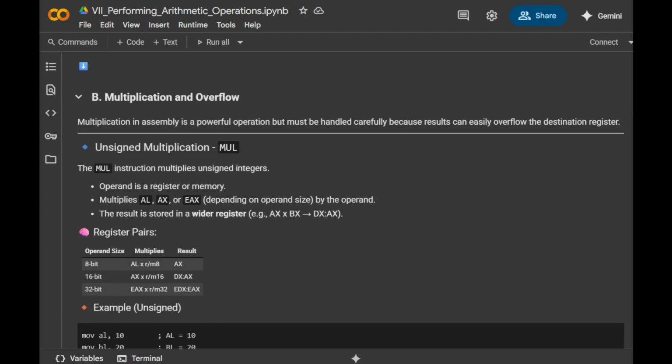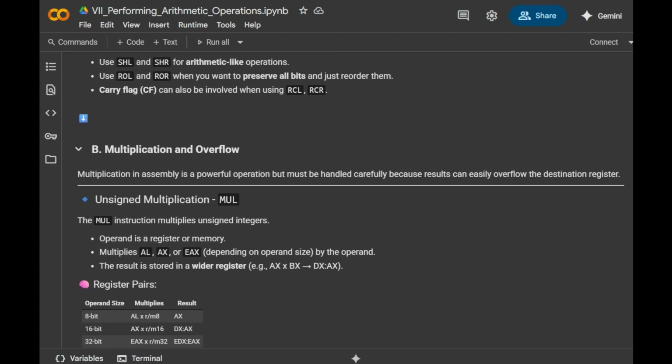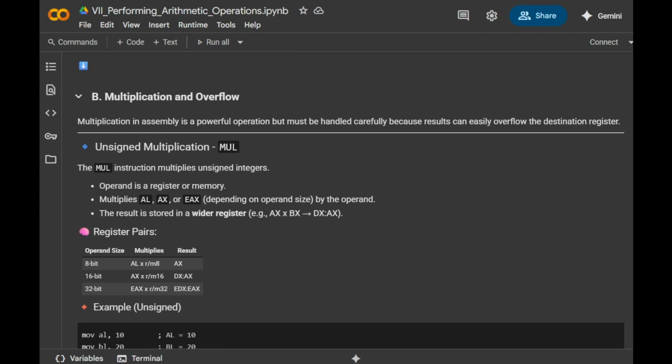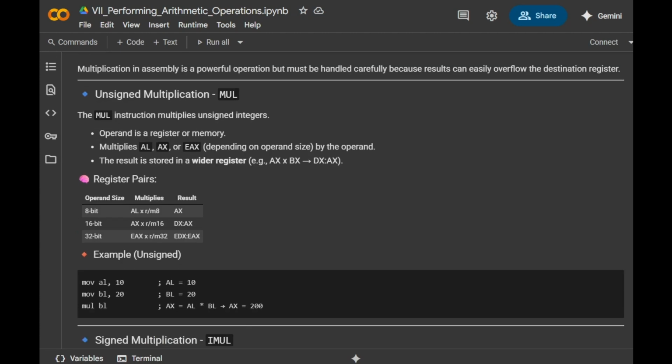Next, let's discuss multiplication and overflow. The MUL instruction is used for multiplying unsigned integers. The instruction takes one operand, which is a register or a memory location. This operand is multiplied by the value in the AL, AX, or EAX register, depending on the operand's size. The result is stored in a wider register pair to accommodate a potentially larger value. Let's review the register pairs.